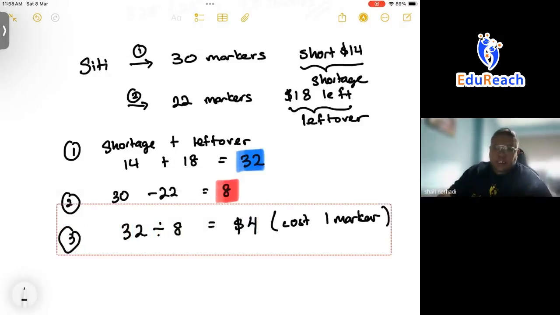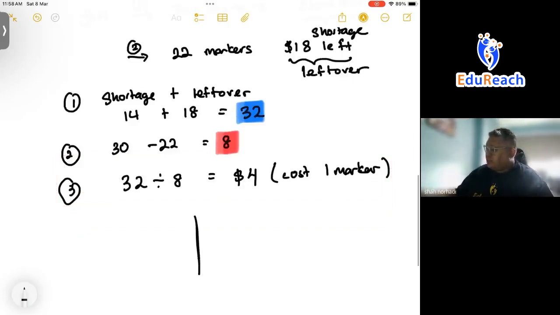So what's the question? The question is asking us how much money did she have? So you can use either story. You can do story 1 or story 2. It will be the same. If you do story 1, you must take 30 markers times $4. But she got a shortage, so you must minus 14. So if you do story 1, your working should be 30 times 4 minus 14.